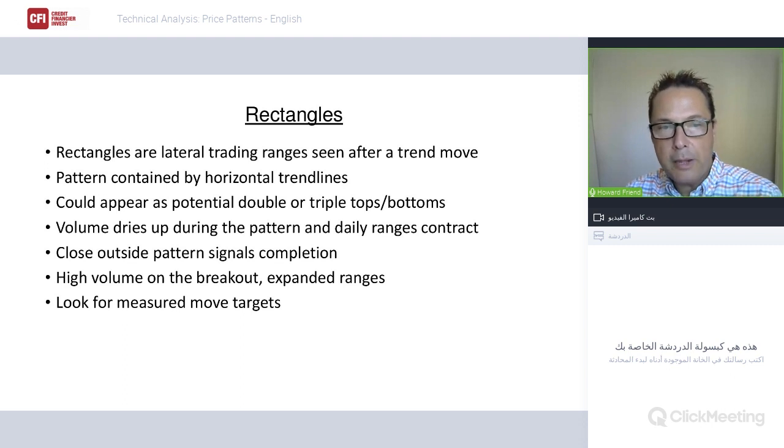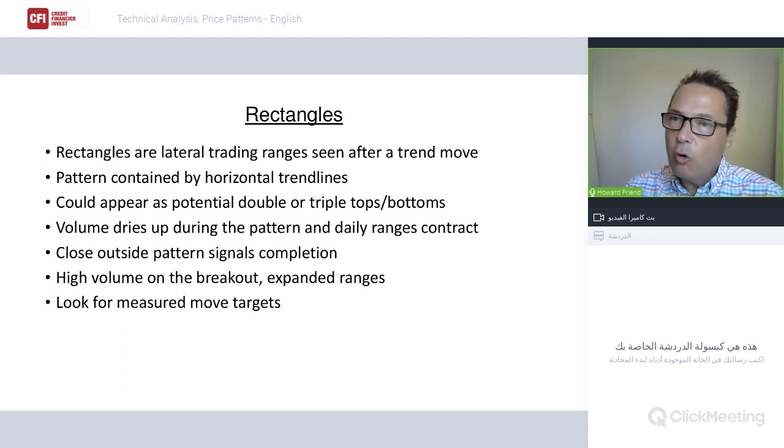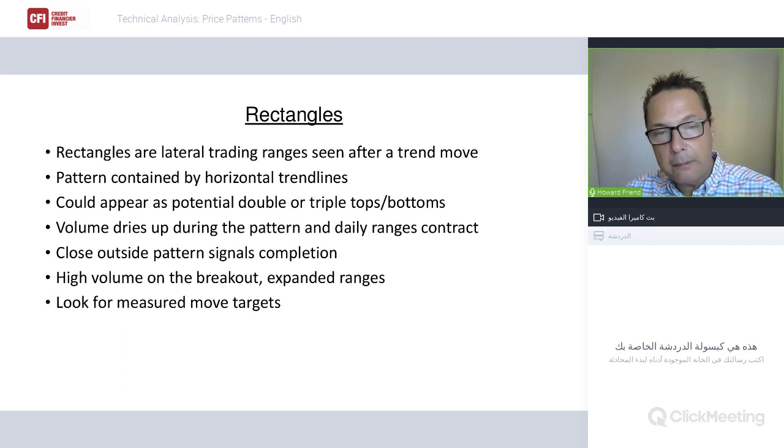It's a continuation pattern. So while they're forming, they can appear to be like a double or a triple top, but obviously what happens is the market eventually resolves in the direction of the trend. So as with the other patterns, you're looking for a close outside of the rectangle to signal completion of the pattern, and look for high volume and expanded ranges once you break in the direction of the trend after completion of the rectangle.